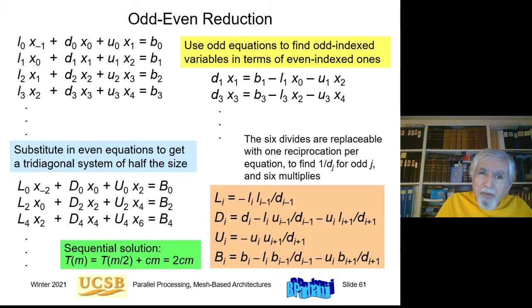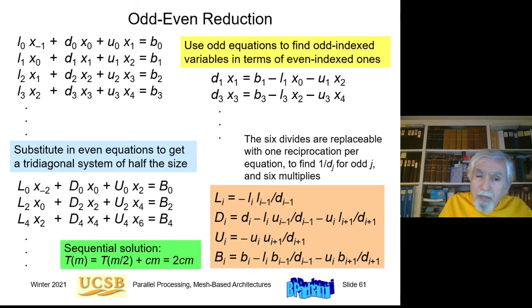Okay, so here we have m equations in m variables. Let's say m is a power of 2. Here we have m over 2 equations in m over 2 variables, and continue in this way until we get one equation in one variable. Solve that and then go backwards to find the value of all the other variables.